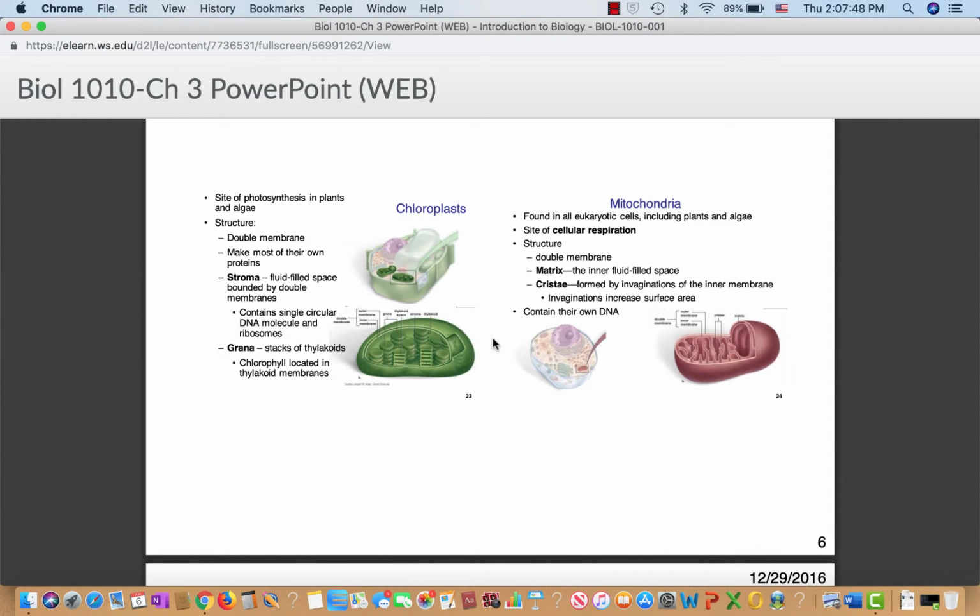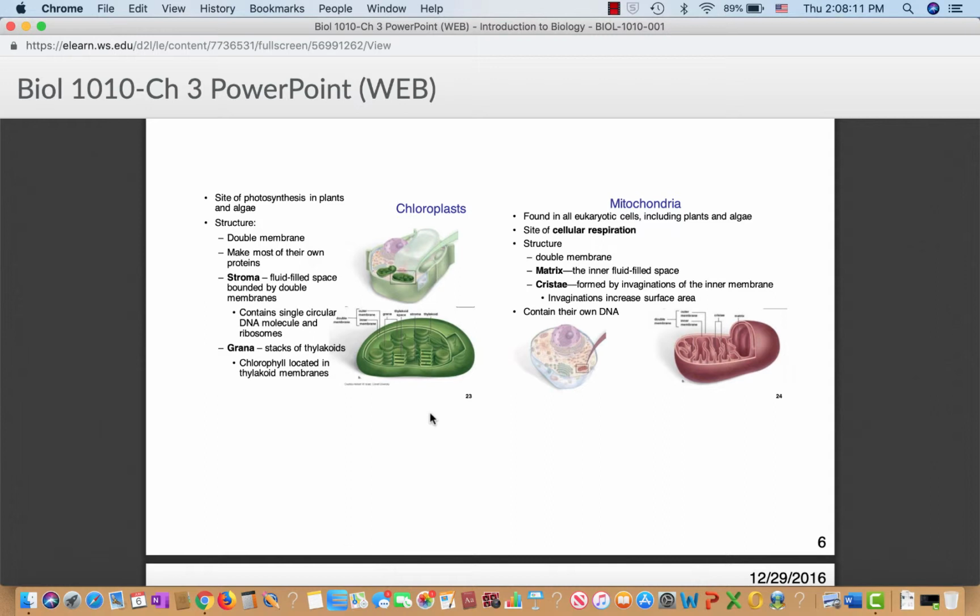So chloroplast side of photosynthesis. The stroma is filled with a space-filled membrane that contains circular DNA and ribosomes. And then the grana is the stack of thylakoids, which we talked a little bit about earlier, and that's basically where sunlight's collected.